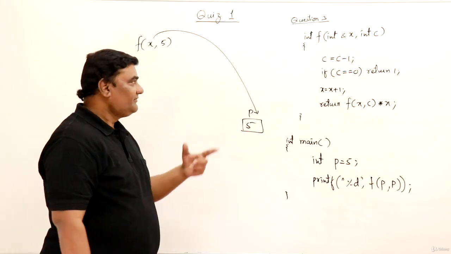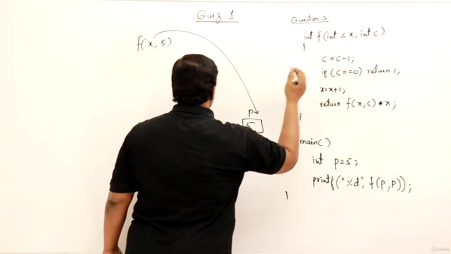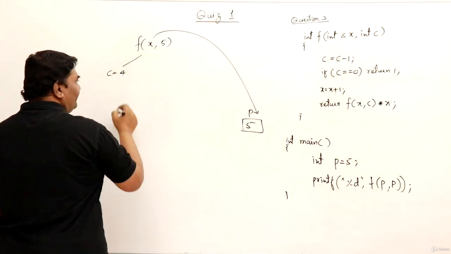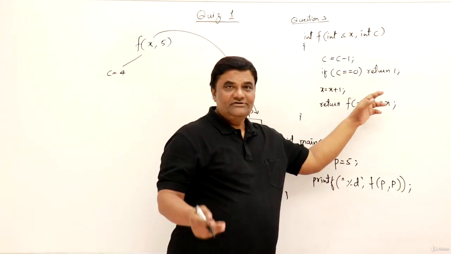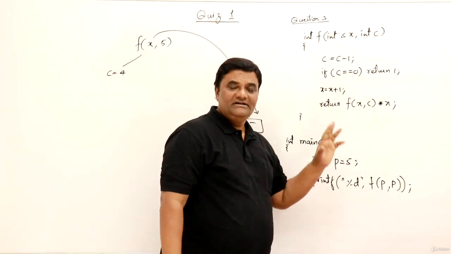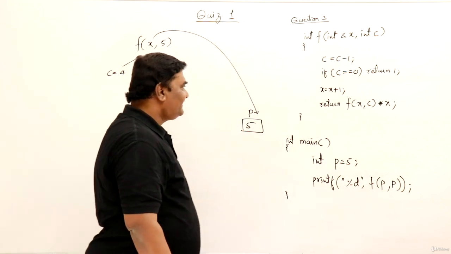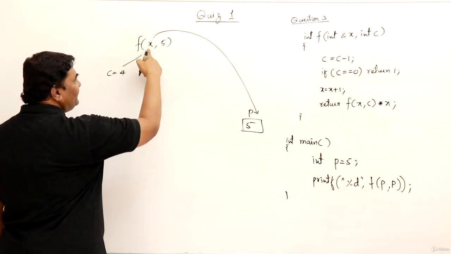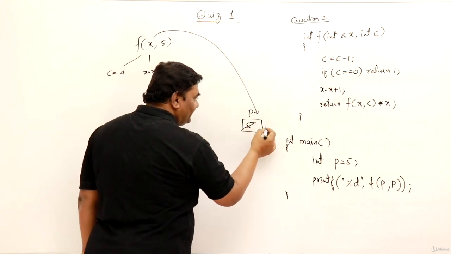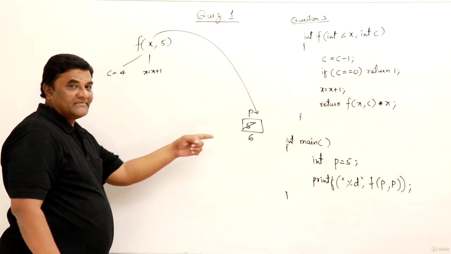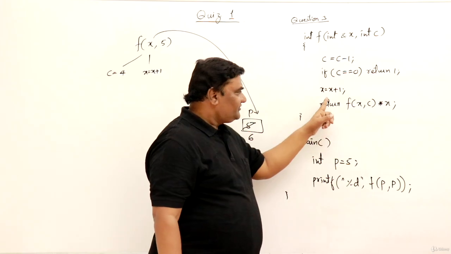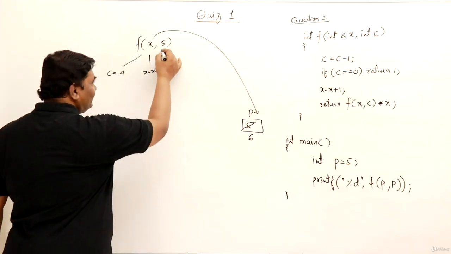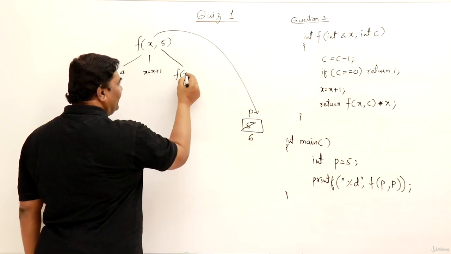Now let us trace it. First step, c assign c minus 1. So what does c become? c was 5, right? Minus 1 means c becomes 4. If c is equal to 0, no, otherwise it should return 1. It's not 0. Then x assign x plus 1. So x assign x plus 1 means x will increment. So what is x? This one. So this should increment and it should become 6. I made it 6. Then call function f of x comma c. Call itself again by passing f of x comma c.